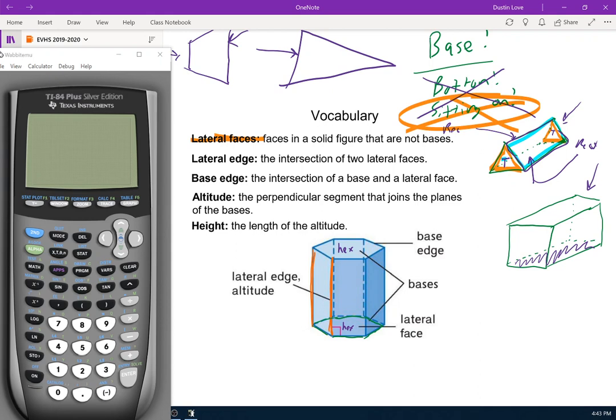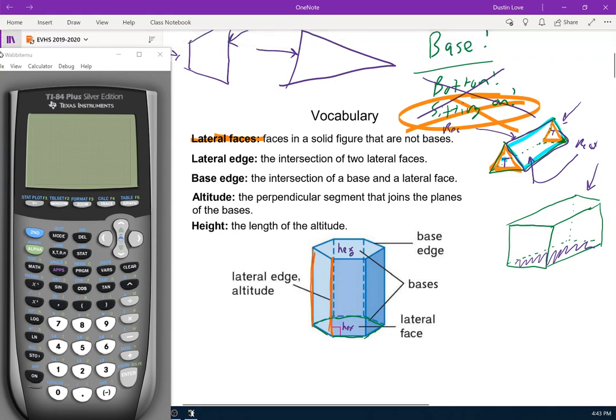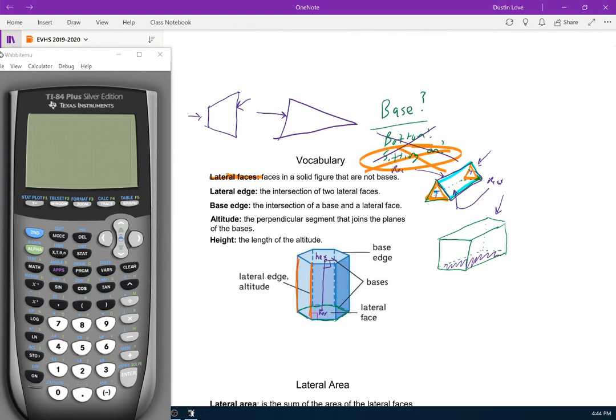Altitude or height are kind of synonymous here. That is, I'm going to do this one in purple. Well, actually, no, I take it back. It's one of these ones in orange. The height is a lateral edge, or can be found on a lateral edge, but it doesn't have to be. It could go down straight through the middle, and it would still be an altitude. Basically, the height is perpendicular to the bases. That's the important part. Okay, 6 minutes on the parts of a prism.